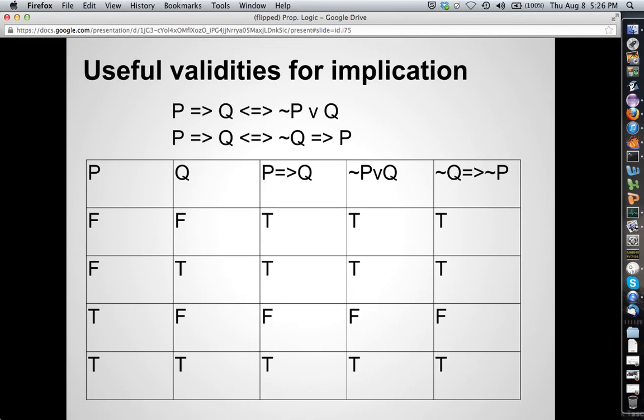And this is just a couple of useful validities that I wanted to mention. P implies Q is equivalent to saying not P or Q. And P implies Q is also equivalent to saying not Q implies not P. I think this slide is wrong. Well, okay, how about this? Check this slide and see if it's right or wrong, whether this is right or whether this is right. I think that's all I have.